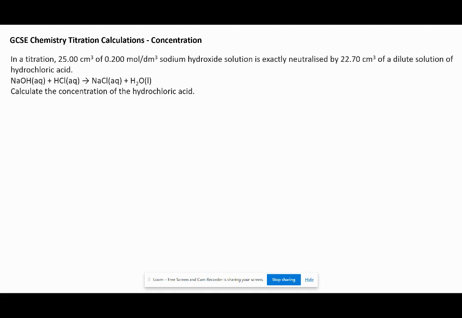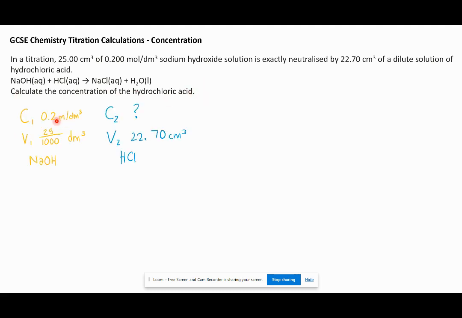So this is just a quick video lesson on chemistry titration calculation, so calculating the concentration. In this question we have 25 centimetres cubed of sodium hydroxide neutralised with 22.7 centimetres cubed of a dilute solution of hydrochloric acid. You've been given the equation here, and you've been asked to calculate the concentration of the hydrochloric acid.